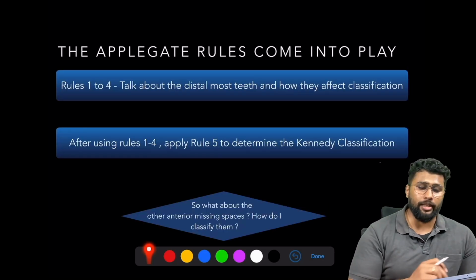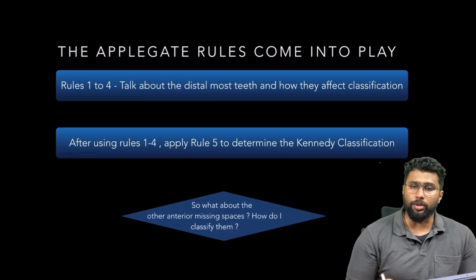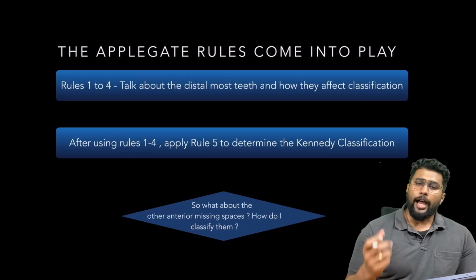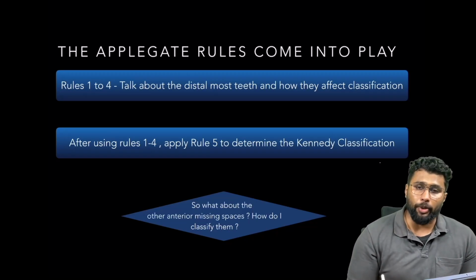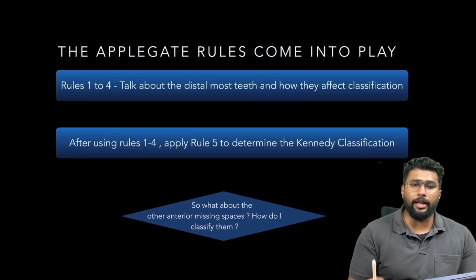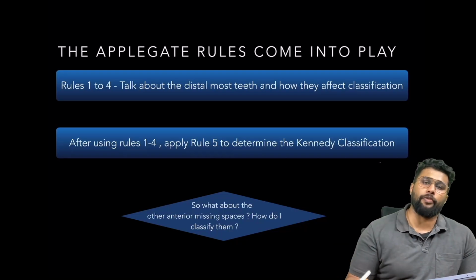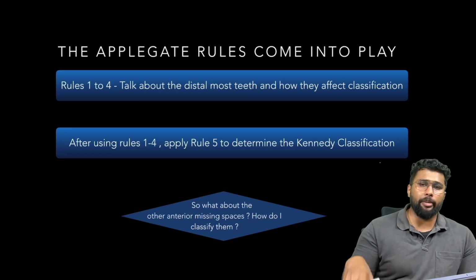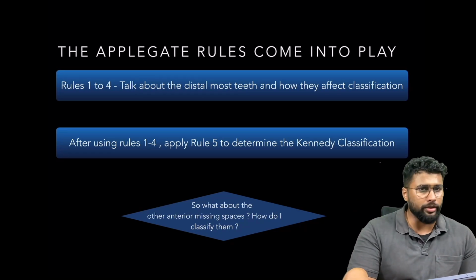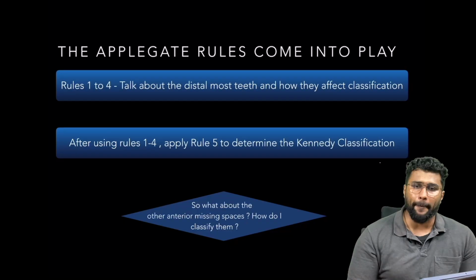That is the question that Applegate answered, right? He came up with the Applegate rules. Why? Because I told you that the Kennedy class 3 has the best prognosis. However, if I don't have the benefit of that distal abutment in a Kennedy class 3, it is next to useless. I end up in a situation where I have a tooth there, but I'm not able to clasp it or I'm not able to use it. And so it is no different from a class 1 or a class 2 situation.